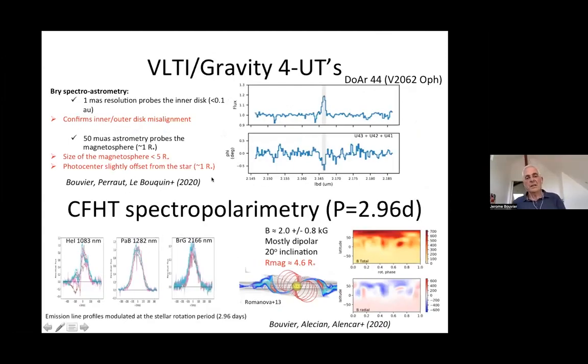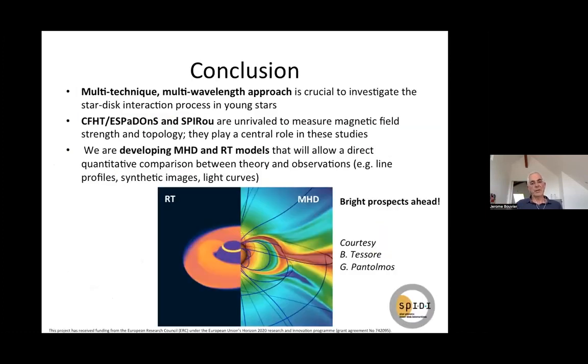The result essentially is that this time we combine CFHT spectropolarimetry with SPIRou and GRAVITY with the 4 UTs on the VLTI. And from interferometry, we could put an upper limit to the size of the magnetosphere directly from the interferometric signal, which we find is less than 5 stellar radii. And from spectropolarimetry, by reconstructing the magnetic field, we can estimate the size of the magnetosphere, which we find should be 4.6 stellar radii, which is fully consistent with interferometry. So that's by combining these different techniques that we learn really the details of the magnetospheric accretion process.